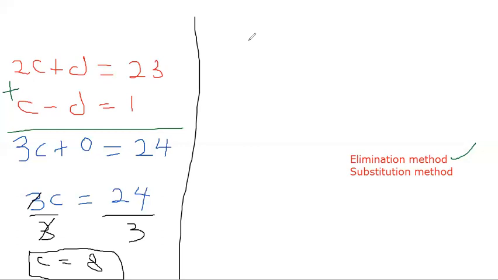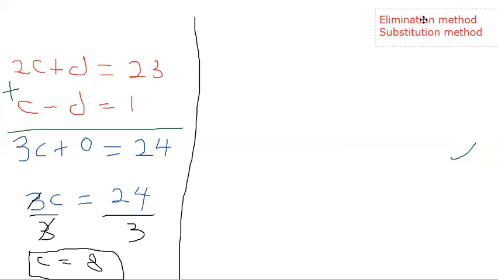What should we do next? The answer for C is 8. What did you say? Put it in the equation. Exactly. So I will take any equation I like. I can take the second one now. So I will change my C to 8. So 8. What will I write next?